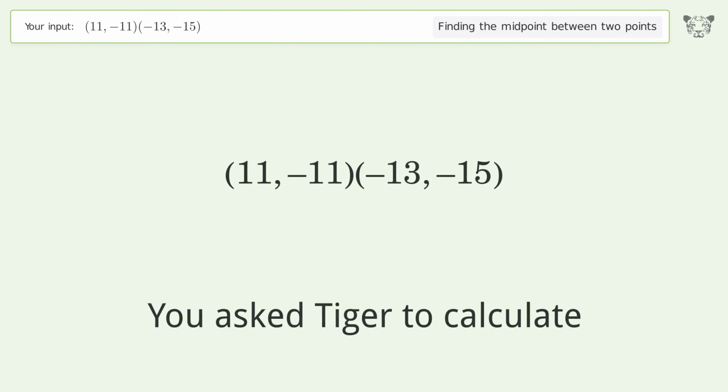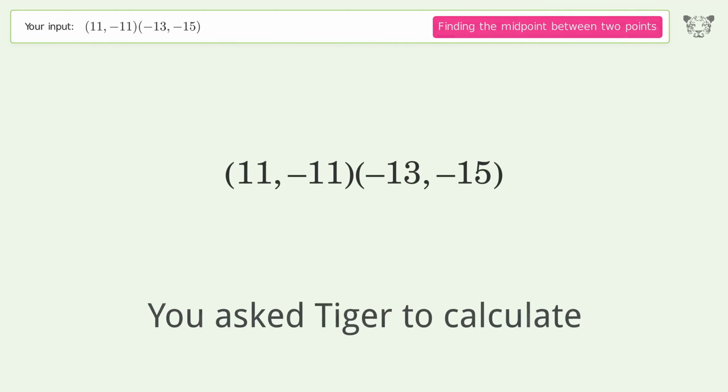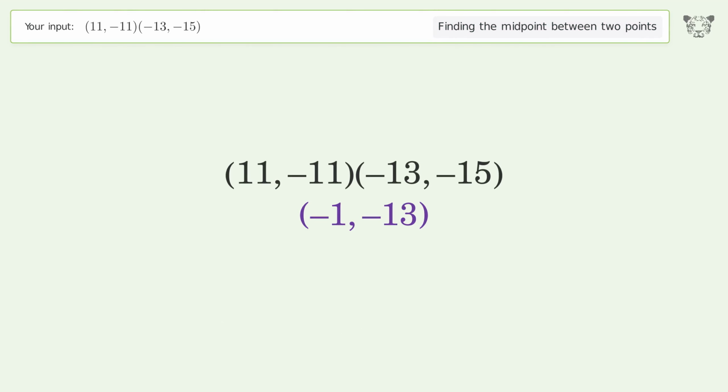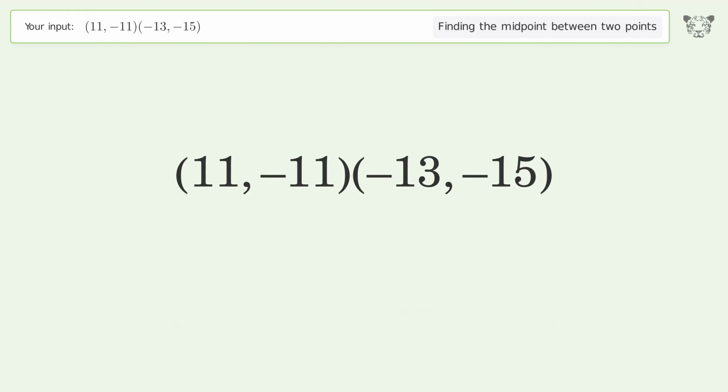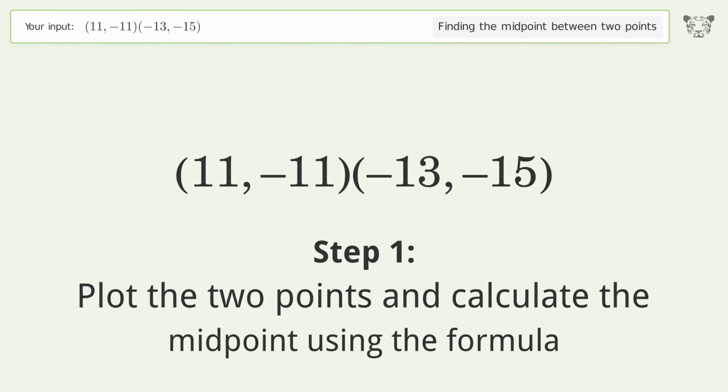You ask Tiger to calculate. This deals with finding the midpoint between 2 points. The midpoint between the 2 points is -1, -13. Let's solve it step by step. Plot the 2 points and calculate the midpoint using the formula.